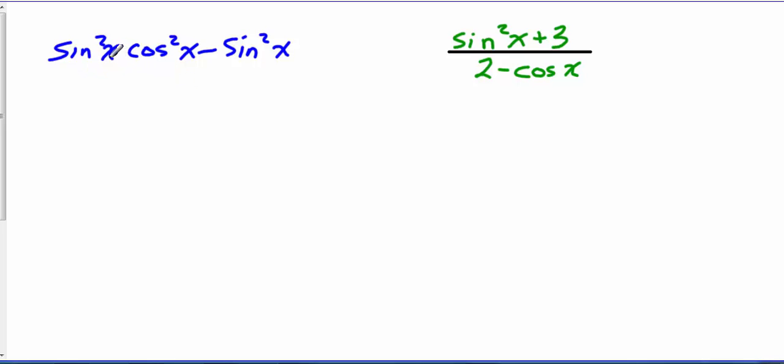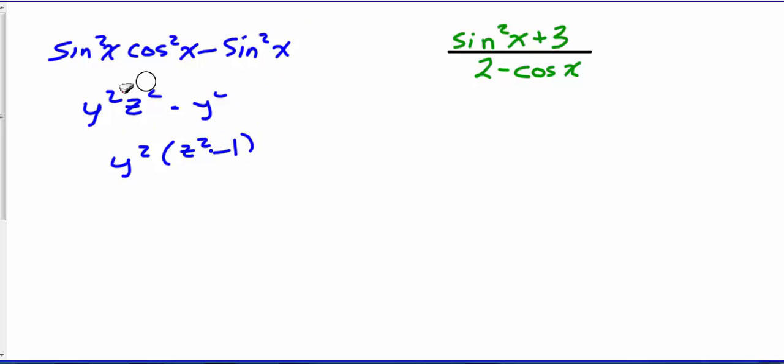Okay, so last couple here, I want to just sort of introduce the idea that sine x and cos x and tan and so on are all just variables like any other you've used previously. If this were something that looked a little different, maybe y squared, z squared minus y squared, your first instinct would probably be to factor. There's a common factor of y squared, and so that would be y squared times z squared minus 1, and then continue from there if you can.